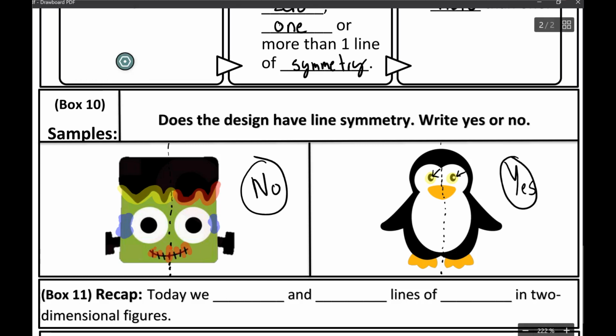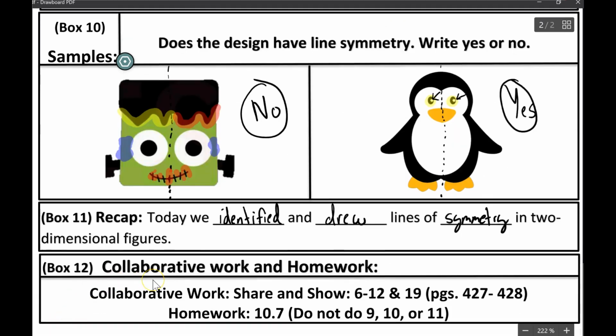And that's it. So going into our recap, today we identified and drew lines of symmetry in two-dimensional figures. Going on into our collaborative work and homework, you are to focus on the share and show problems 6 through 12 and number 19 on pages 427 through 428. Your homework is to do all of 10.7 except 9, 10, or 11. You don't have to do the ones where it says draw a shape for the statement. You can ignore that.